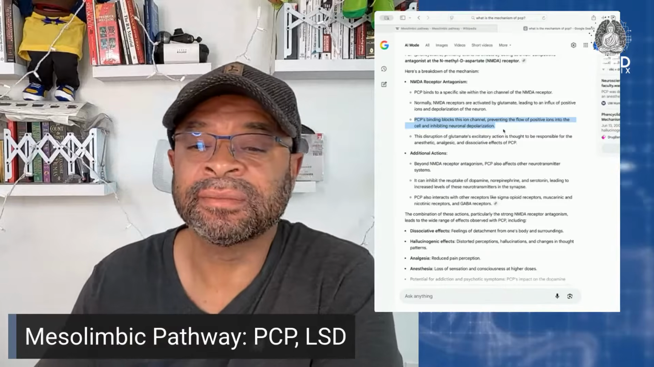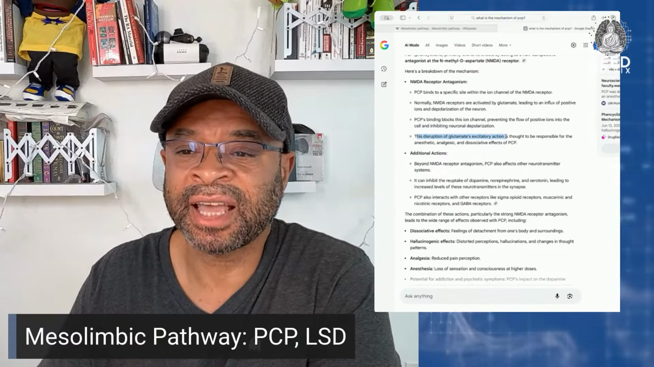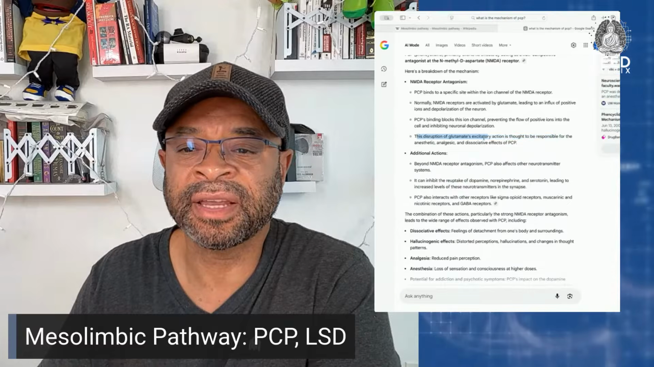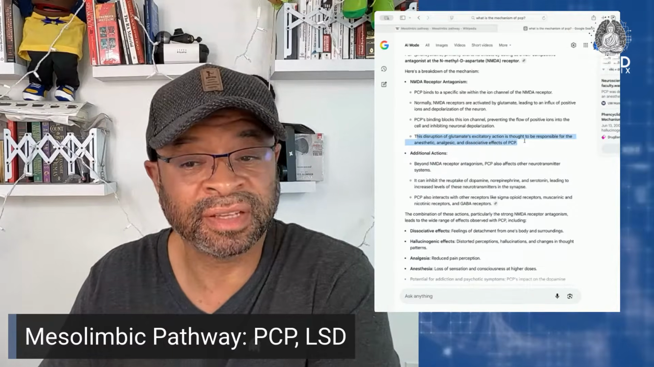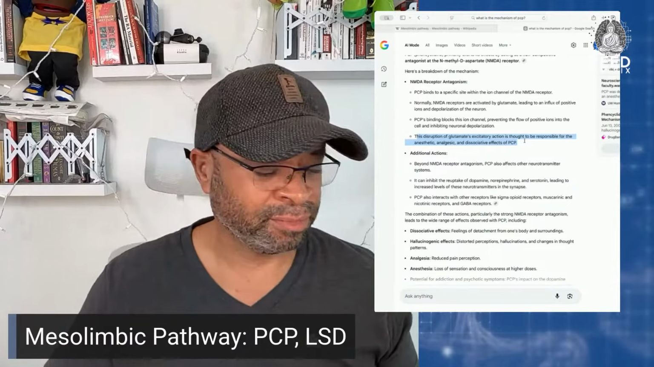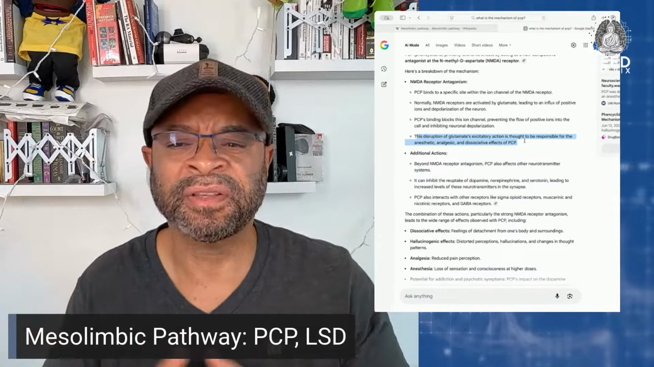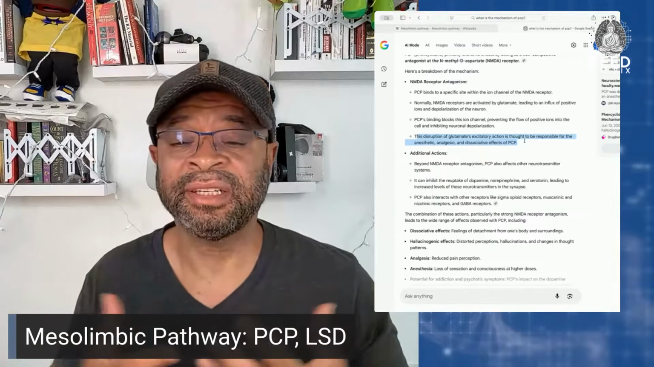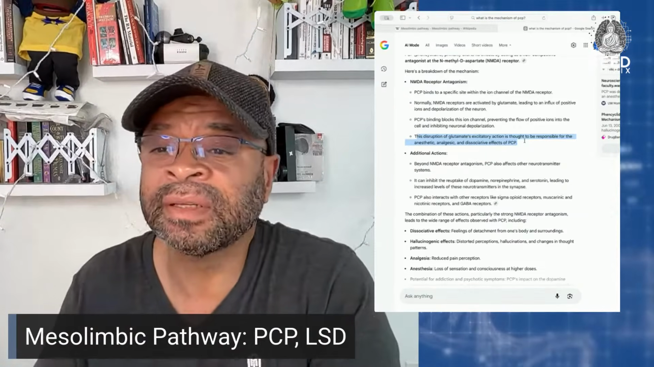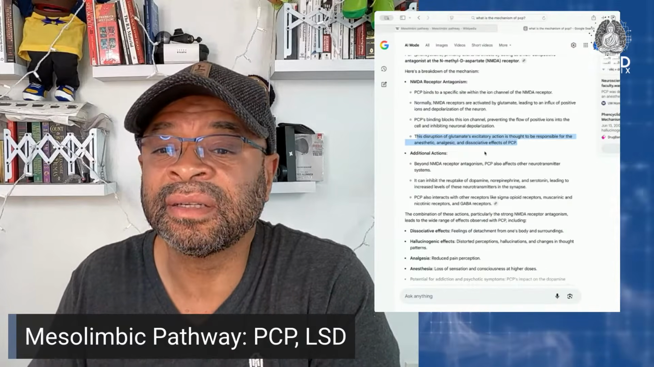This doesn't sound good. This disruption of glutamate excitation activity is thought to be responsible for the anesthetic, analgesic, and dissociative effects of PCP. Every time patients come in with PCP, they have hallucinatory experiences and things like that. And I guess the way it operates is the opposite of ecstasy: it shuts the receptor down.